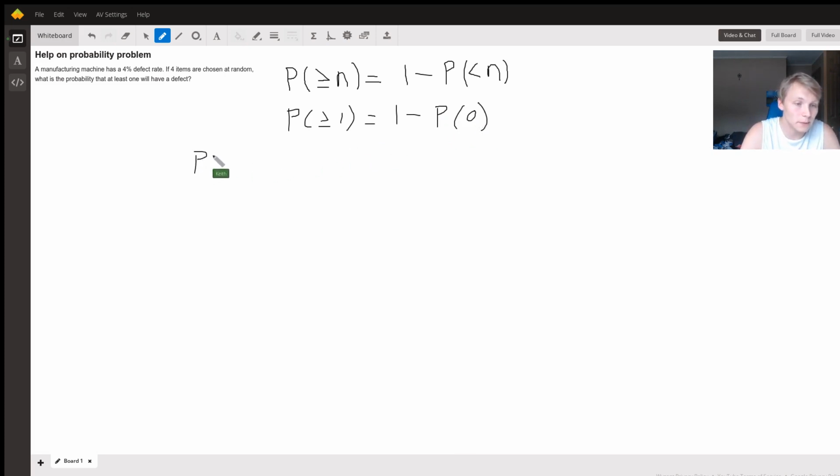So what is the probability that 0 are defective? Well, you have 4 items, each at a 96% success rate, and we want to find the probability that all 4 of them are successful. So that is 0.96 to the power of 4, right?